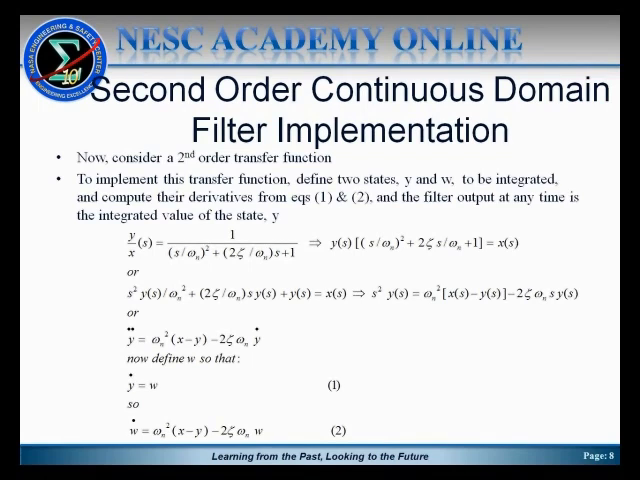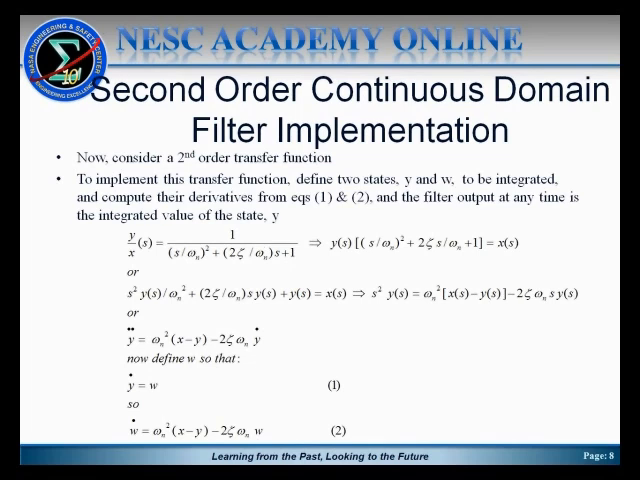Now again, we'll introduce a temporary state, call it w, defined such that y dot equals w, or conversely w is the time derivative of y. Then replacing that in the equation just above it that's unnumbered, you end up with equation number 2 that says w dot is omega n squared times x minus y minus 2 zeta omega n times w. So those two equations, 1 and 2, can be used to define states that must be integrated, y dot to be integrated to come up with y, and w dot to be integrated to come up with w.